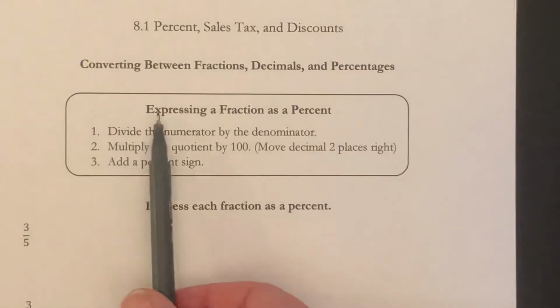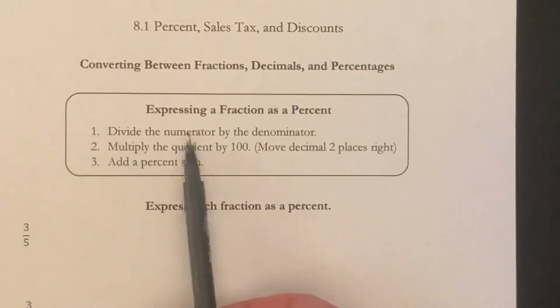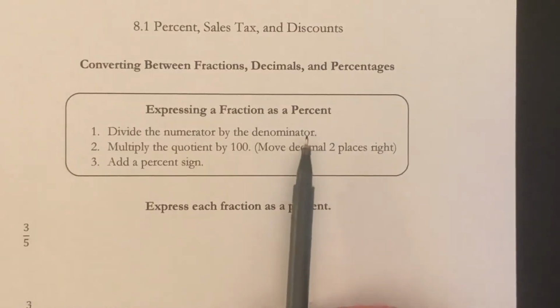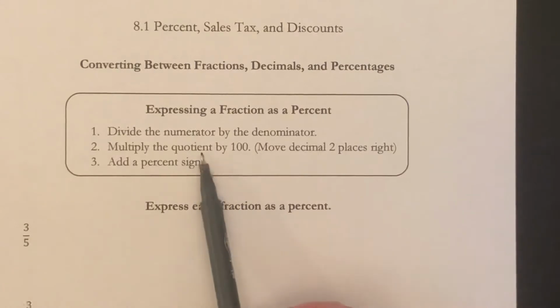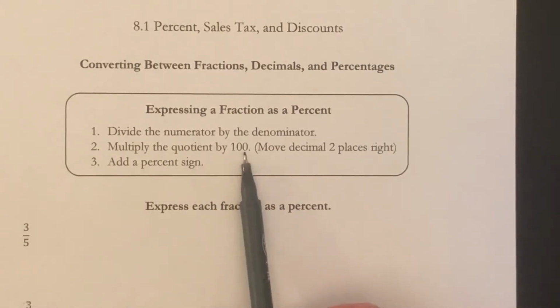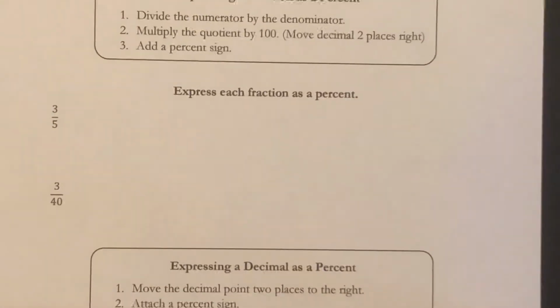In order to express a fraction as a percent, the first thing we need to do is to divide the numerator by the denominator. So we're going to turn the fraction into a decimal. And then we multiply the quotient, which is the answer to the division, by 100, or alternately move the decimal 2 places to the right. It's doing the same thing. And then we need to add the percent sign. So let's just try a couple of these.